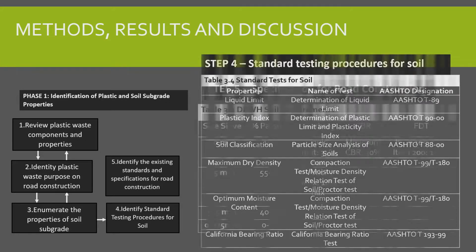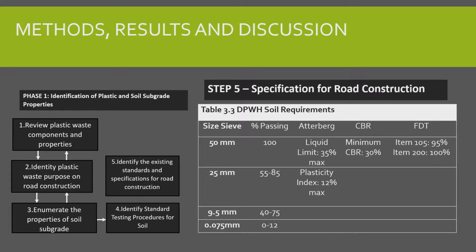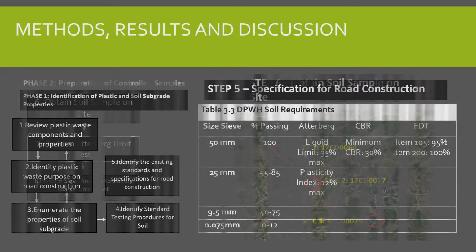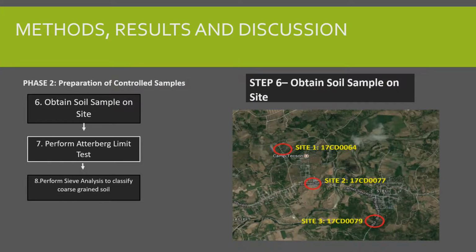And the fifth stage, or the last stage of Phase 1, is to identify the existing standard and specification for road construction. So the table shows the specification or the requirements mandated by the Department of Public Works and Highways. Phase 2 is the preparation of controlled samples. Generally, Phase 2 is composed of 3 stages, namely, the first stage is obtaining soil samples from the site.